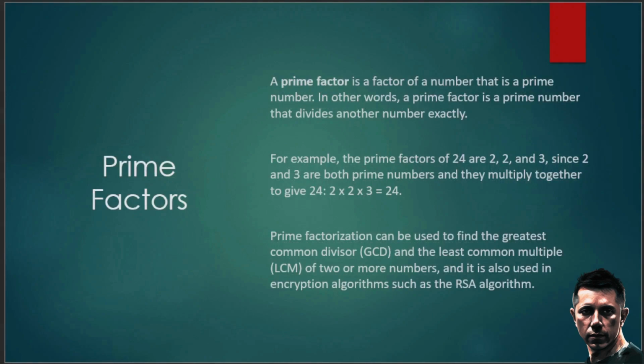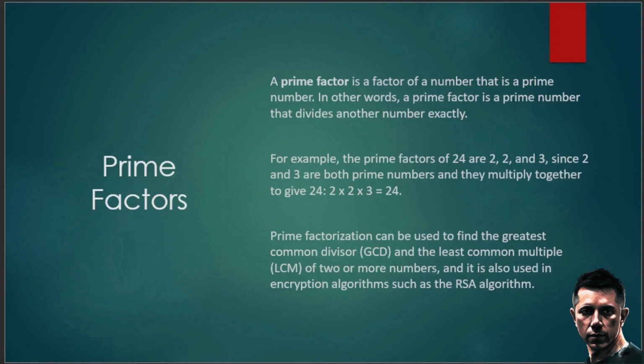Using the knowledge from the previous two slides, a prime factor is a factor of a number that is a prime number. In other words, a prime factor is a prime number that divides another number exactly. For example, the prime factors of 24 are 2, 2, and 3, since 2 and 3 are both prime numbers and they multiply together to give 24: 2 by 2 by 3 equals 24.